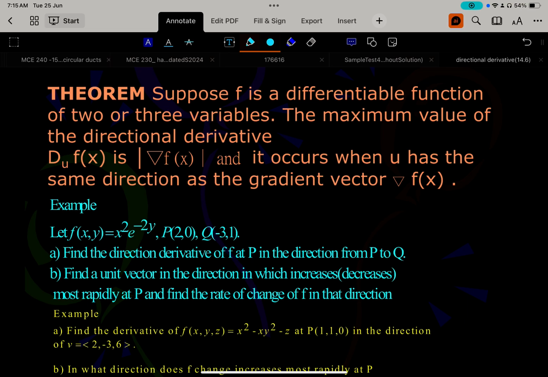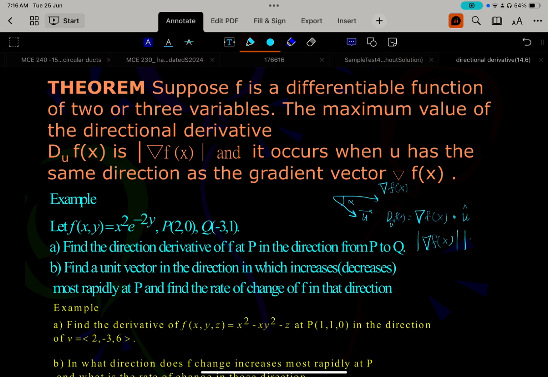So basically, what does this mean? If we have here u, and we have here the gradient vector of f of x, the angle between them is theta. Now what we are doing is using the dot product. We multiply gradient f of x dot u, basically performing the dot product in that direction. By the definition of the directional derivative, this is the absolute value of the gradient of f times the absolute value of u, times cosine of the angle between them.